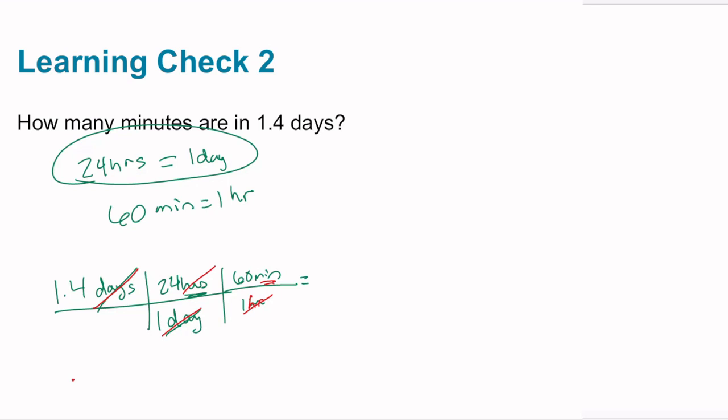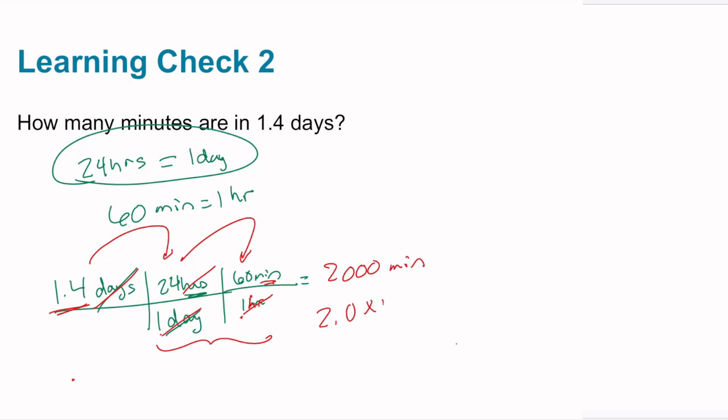In order to put this into your calculator, you'll say 1.4 times 24 times 60, divided by 1, divided by 1 again. And that gives us 2,000 minutes. Since we're starting with two significant figures and we're not limited by the significant figures in either of these conversion factors, we need to put this into scientific notation to get two significant figures. And that gives us 2.0 times 10 to the third minutes.